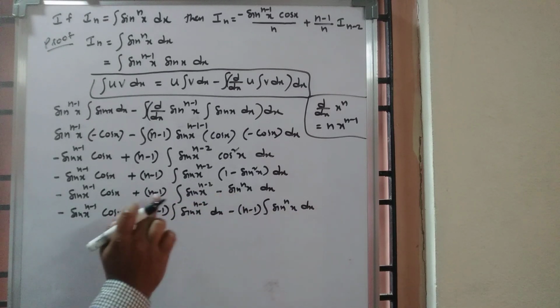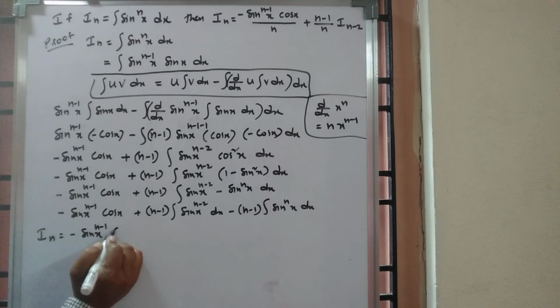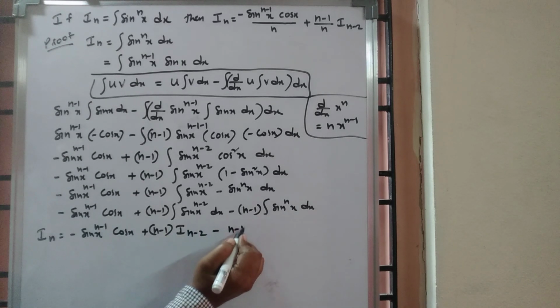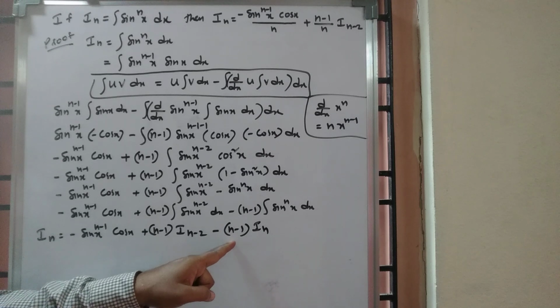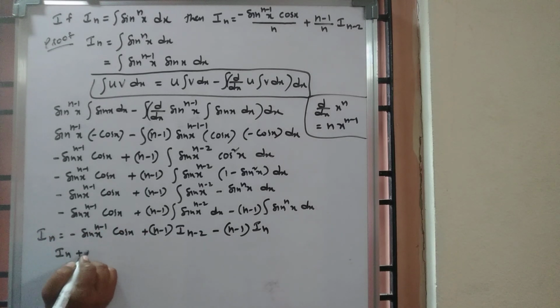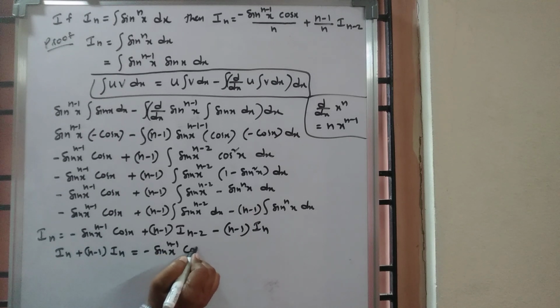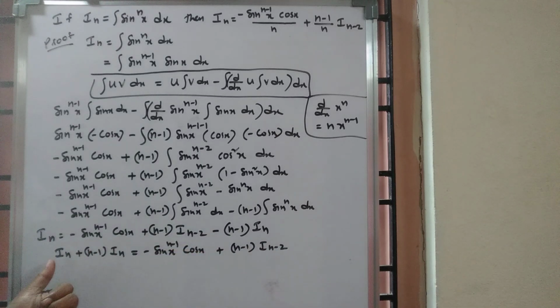We separate the integrals for both the functions, and the constant n minus 1 is multiplied to both. Hence in the LHS we have In is equal to minus sin x power n minus 1 cos x plus n minus 1 times In minus 2, since In is integral sin power n x, substituting n is equal to n minus 2, minus n minus 1 into integral sin power n x, which is In. Moving minus n minus 1 In to the left hand side, it becomes In plus n minus 1 into In.